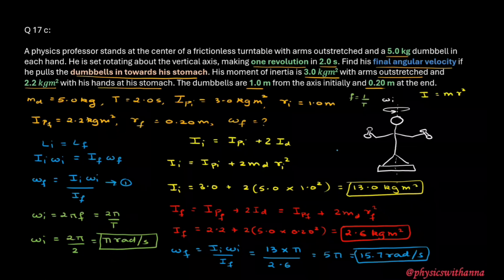So you notice when he brings his arms closer to his body, he rotates much faster. That is because the angular momentum must remain constant. And when he brings his arms closer to his body, the rotational inertia of the system decreases. And if the rotational inertia decreases, angular velocity has to increase to keep the angular momentum constant.